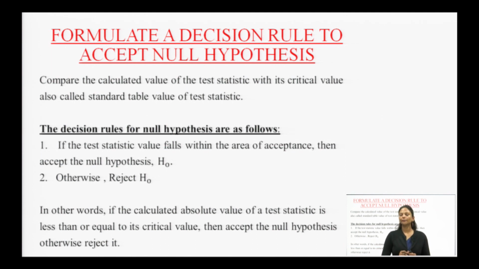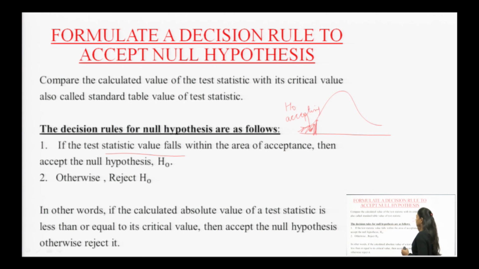The decision rules for the hypothesis are as follows. If the test statistics value falls within the area of acceptance, then we accept the null hypothesis. That means, if this is my bell shaped curve and my statistic value falls in this region, that means this is H naught, and I am accepting my null hypothesis. Otherwise, if my value lies in this part of the bell shaped curve, then I will reject my null hypothesis, and my aim is to reject the null hypothesis.